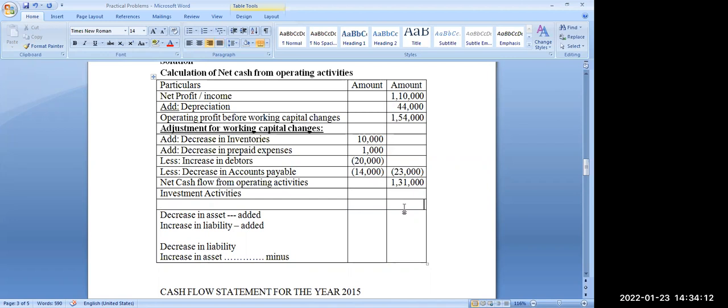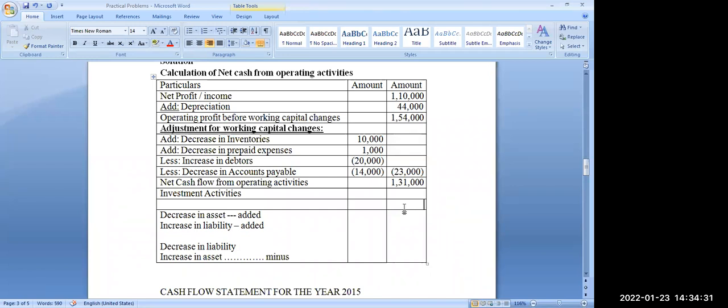Suppose machinery was there at 1 lakh, but now it is only 20,000. So what is the meaning? We might have sold 80,000 worth of machinery. So that will come under plus. Cash inflow from sale of machinery, which will come under investment activity.